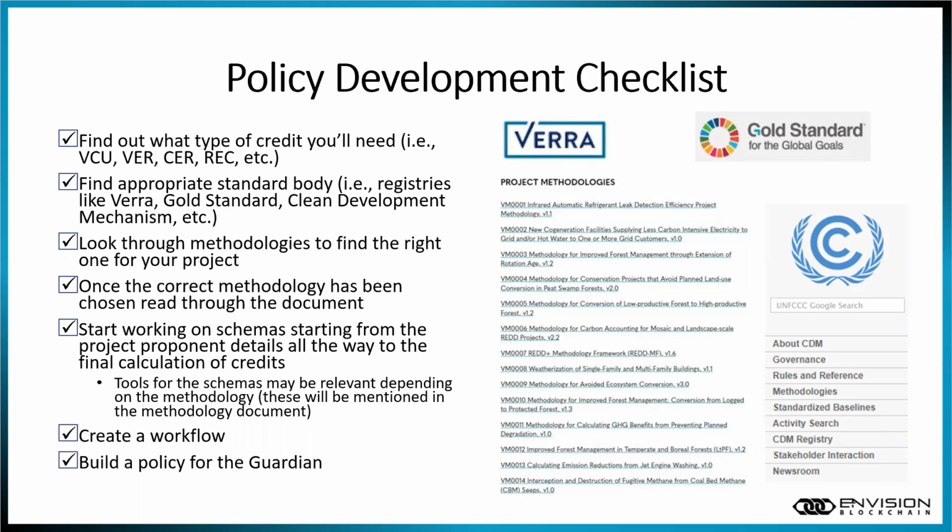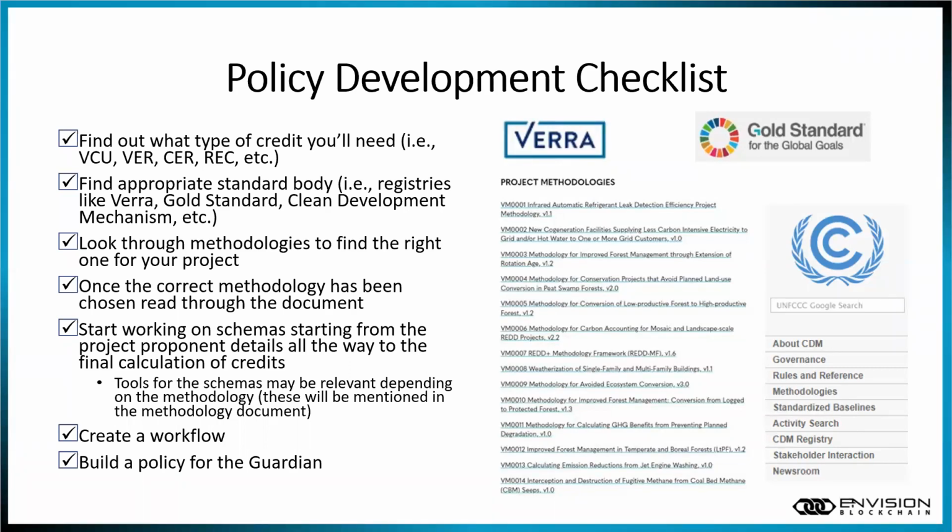Step one is to find out what type of credit you'll need. Is it a VCU, which is a verified carbon unit, a VER, a voluntary emission reduction, could be a REC, which is a renewable energy certificate, or any other that's currently available. Once you know the credit you want to receive, then step two will be much easier, or vice versa.